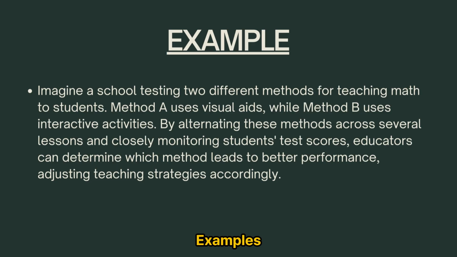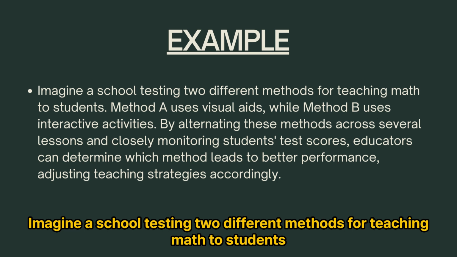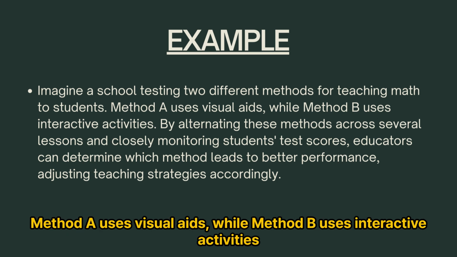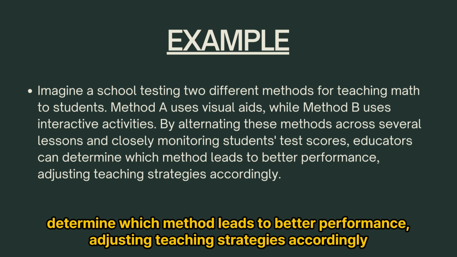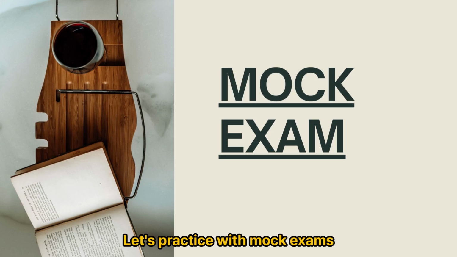Examples. Imagine a school testing 2 different methods for teaching math to students. Method A uses visual aids, while Method B uses interactive activities. By alternating these methods across several lessons and closely monitoring students' test scores, educators can determine which method leads to better performance, adjusting teaching strategies accordingly. Let's practice with mock exams.